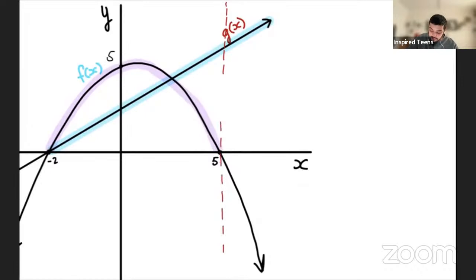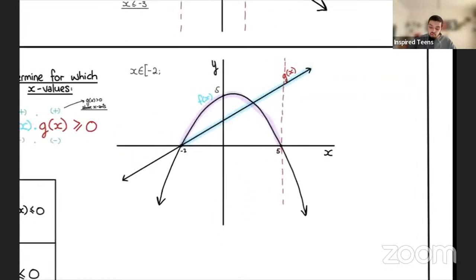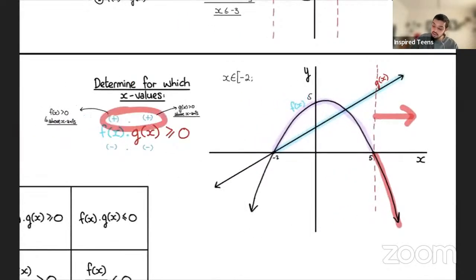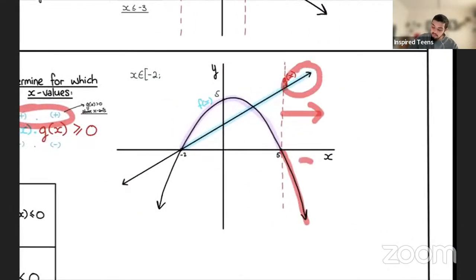Remember, the key is we need to look for the part of the graph where they are both above the x-axis, and it stops at 5, because at 5, one of them stops being above. Even though the other one is still above, the other one now starts going below. So anything to the right of 5 is not true for both being above, because as you can see, one is above, one is below the x-axis. We need to identify the part of the graph where both are above.